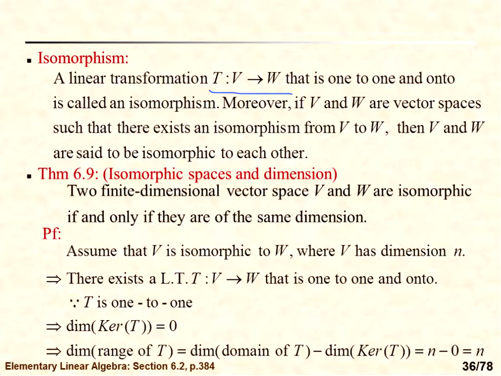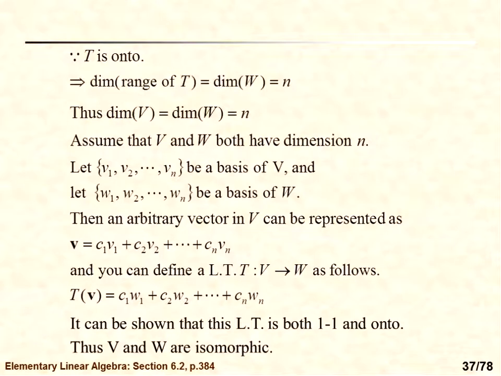The last topic is isomorphism. A linear transformation from V to W that is one-to-one and onto is called an isomorphism. Moreover, if V and W are vector spaces such that there exists an isomorphism from V to W, then V and W are said to be isomorphic to each other. Two finite dimensional vector spaces V and W are isomorphic if and only if they have the same dimension.